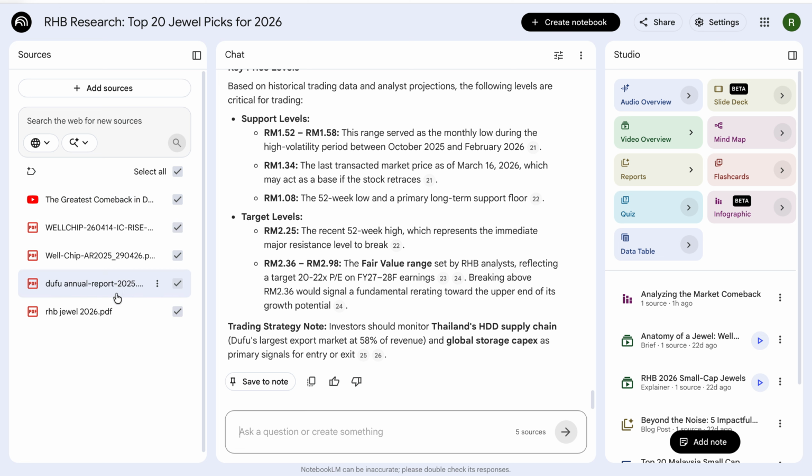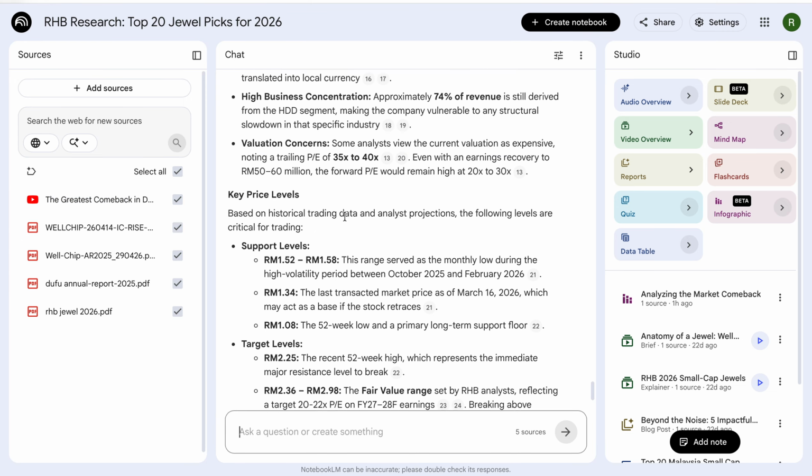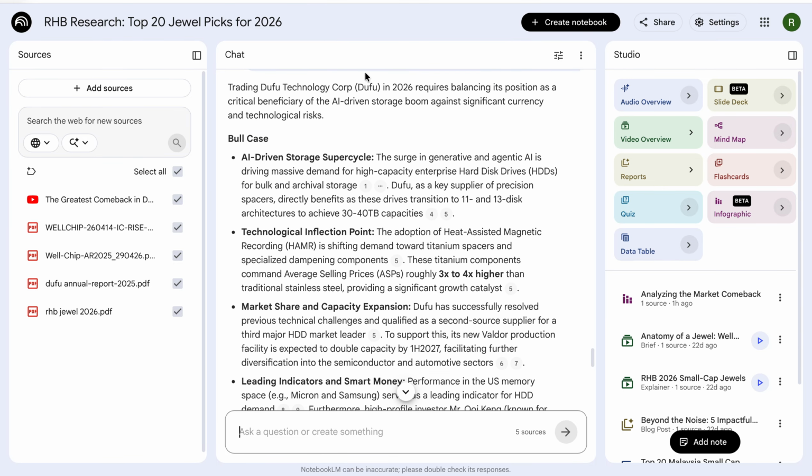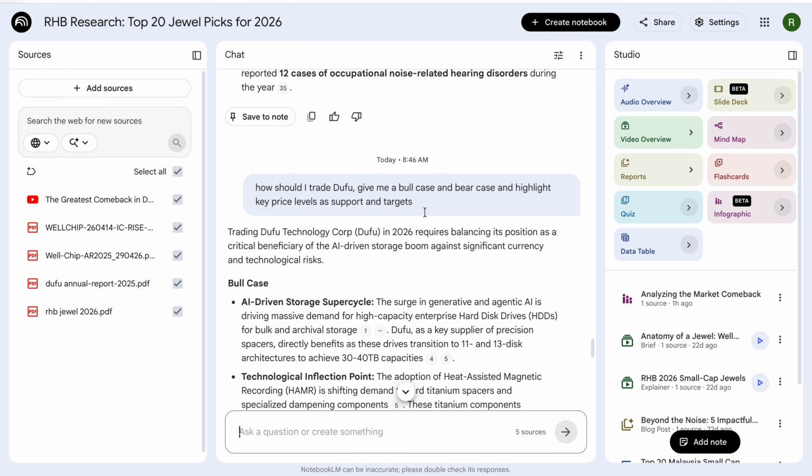In this case, I gave it a few sources: 4 PDF files covering the Wellchip counter, to cover Dufu's annual report, to put in the RHB Jewel 2026 report, and to even put a link to a YouTube video that talked about Dufu a couple of months ago. And I actually prompted it to ask whether in 2026, let me see, how should I trade Dufu?